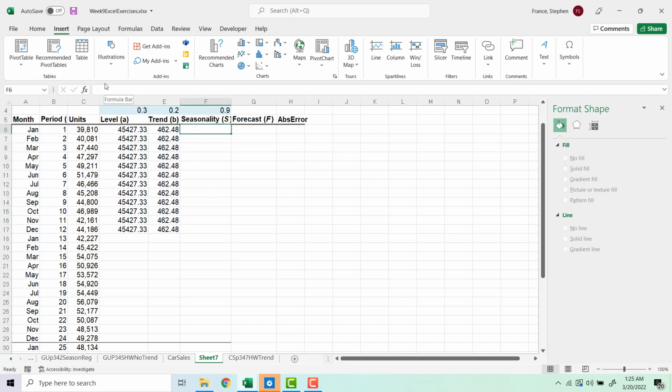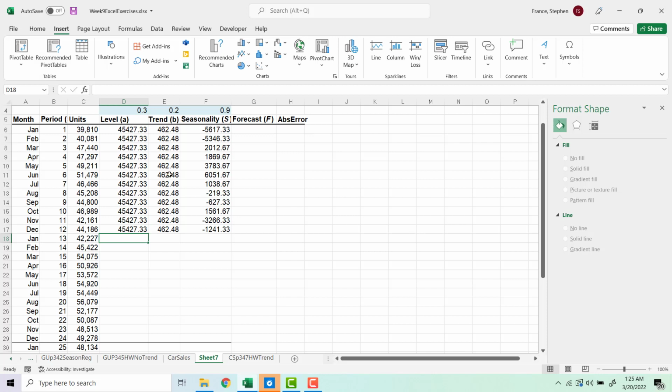And then as per the previous example, the seasonality is just going to be the actual value minus the level. And we don't have any sort of forecast for the first year.